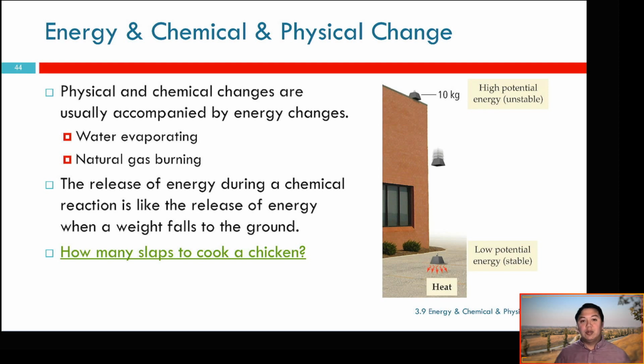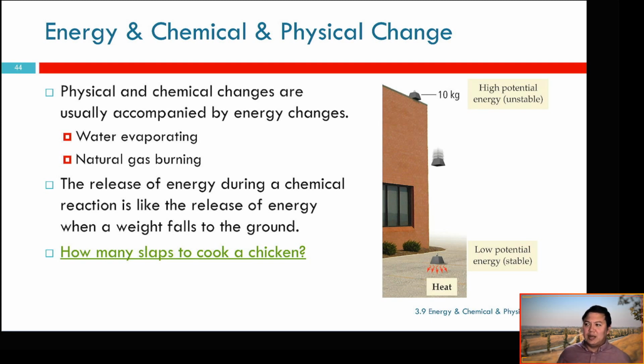Natural gas burning, we're all familiar with burning things. When you burn something, you're releasing energy. And that energy is coming actually from the breaking of bonds in whatever you're burning. So some of natural gas is butane. You're taking that butane and ripping those bonds apart and forming new bonds that require less energy. And so we release energy. The release of energy during a chemical reaction is like the release of energy when a weight falls to the ground.